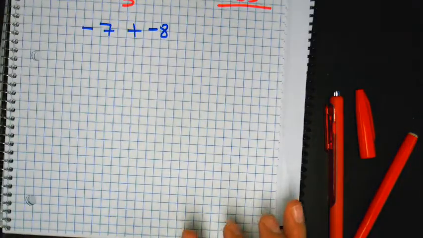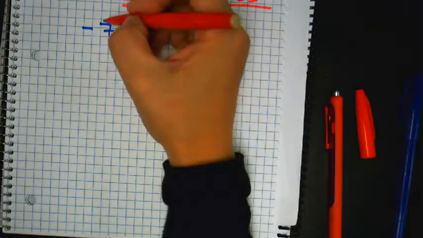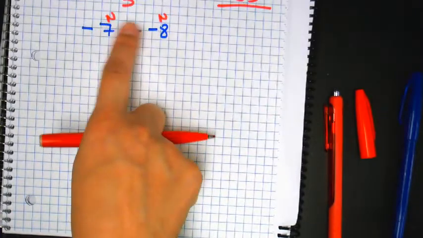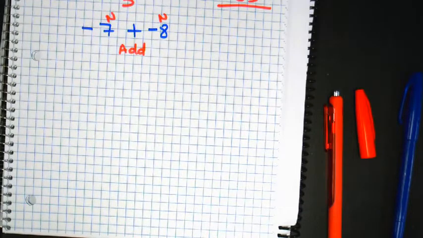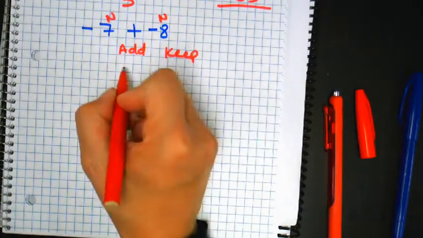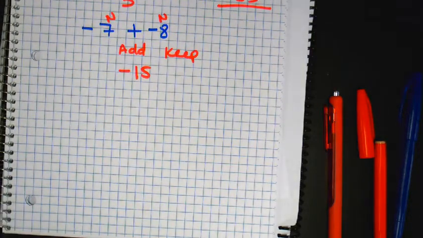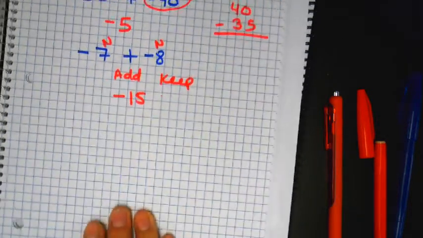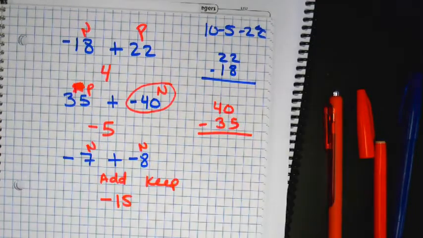Yes, we do. What's negative 7 plus negative 8? Negative. So this is a negative. This is a negative. So they're the same, right? So if they're the same, you're going to add and keep. Negative 15. Okay? So if they're the same, you're going to add and keep. If they are different, you're going to subtract. You're going to subtract, and then you're going to see what you have more of. Okay? We're okay? Real quick review.